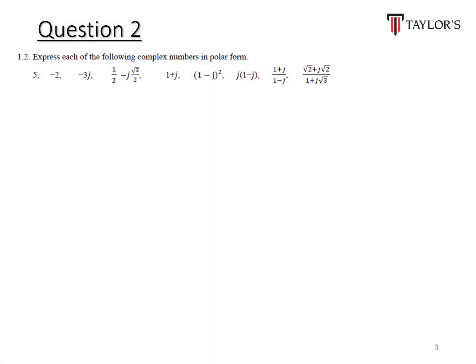For question 2, you need to express each of the following complex numbers into polar form. So now you are changing the Cartesian form back to the polar form, which is what you've seen in question 1. Let us choose one of the questions to do. First we choose, let's say, 1 plus j. How do we change this? We want r e to the power of j theta, and then we need to find out what r is and what theta is.